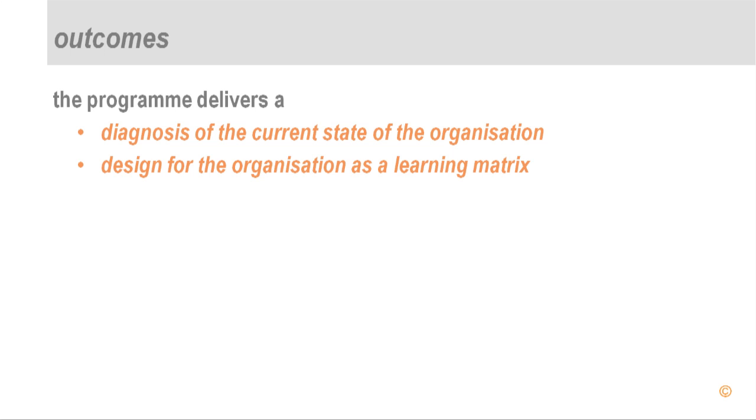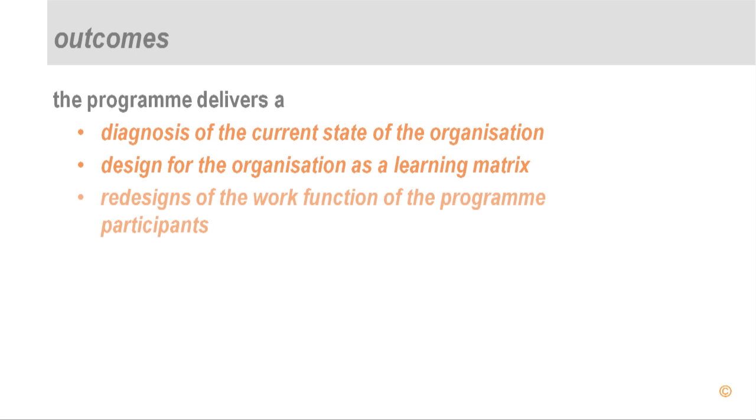There will also be a review and redesign of the overarching governance frameworks and procedures to make sure that they are systemic and that they optimize the organization as a whole. The third outcome of the program is the redesigns of the work functions of the program participants. This will make their work life much more effective and efficient. They will also gain the understanding and skills associated with functional and business process redesign.